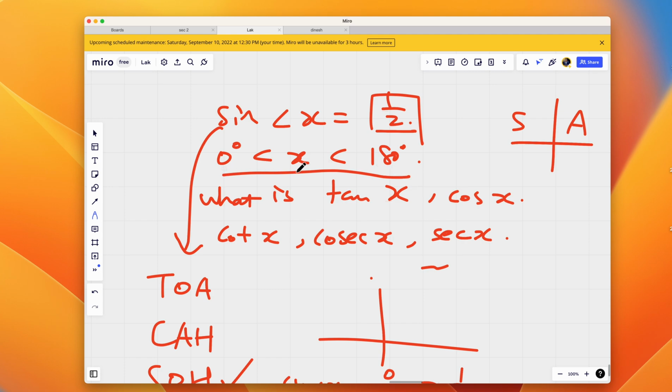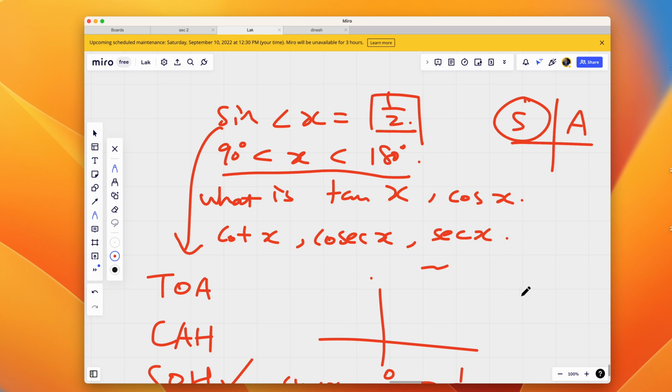In fact, this 0 to 180 is not very clear, because 0 to 180 can be the A quadrant, and it can be the S quadrant also. So this range should be more specific. Let's say instead of 0 to 180, they narrow the range further, maybe 90 to 180. That means the angle is in the S region.